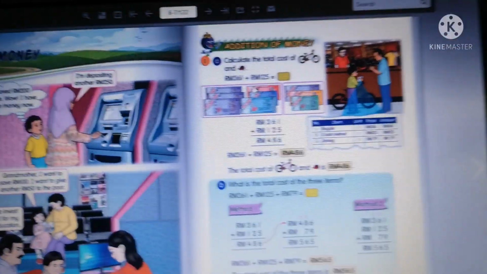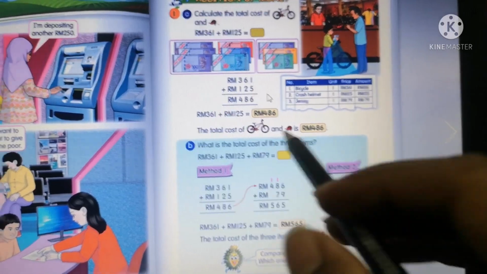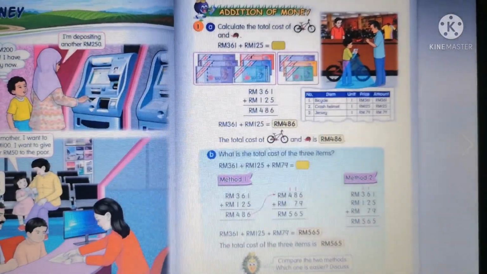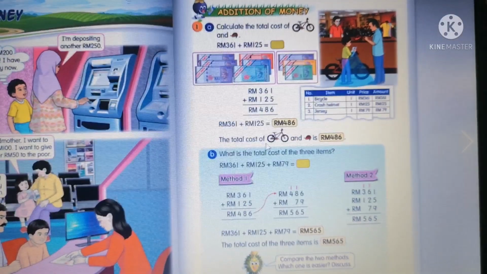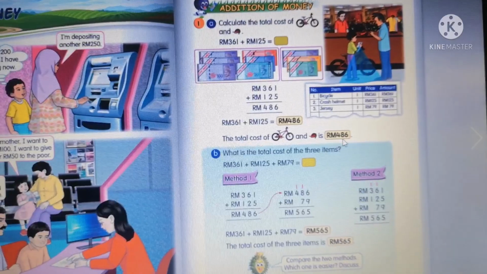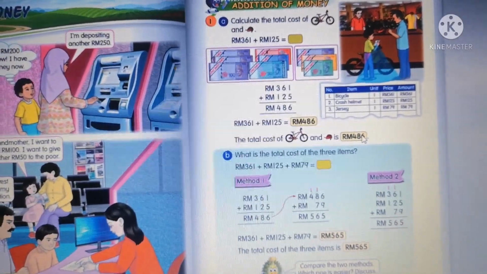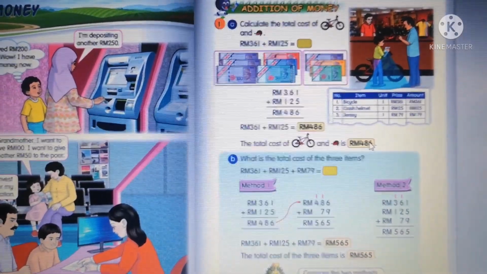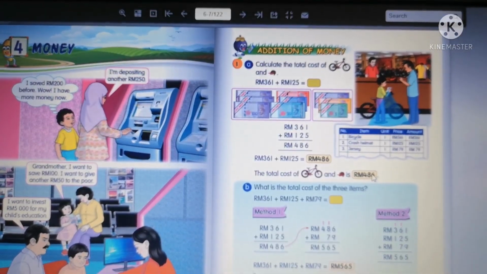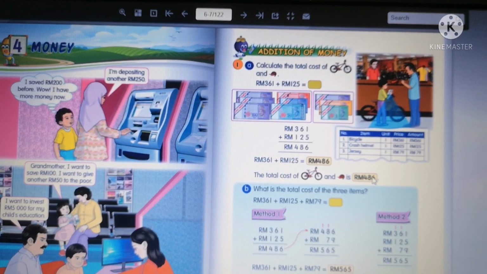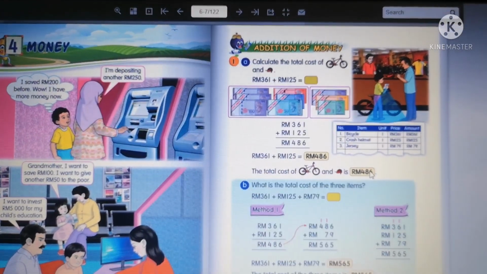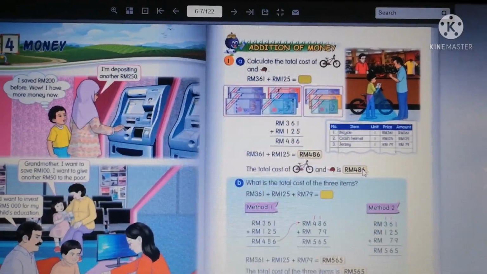Okay, look at here. The answer is correct. RM486. So the total cost of the bicycle and the crash helmet is RM486. Sama tak? Yes. It's exactly the same. Macam mana nak buat kiraan tambah, operasi tambah, sama je. Tapi apa yang murid kena buat, kena tulis RM dekat depan. Okay, jangan lupa kena tulis RM dekat depan.